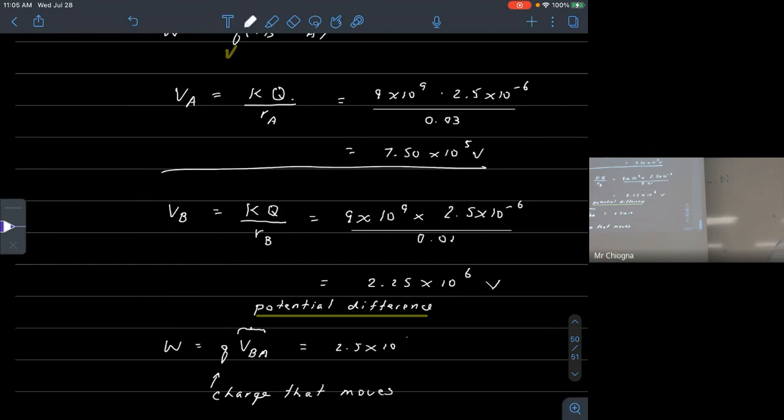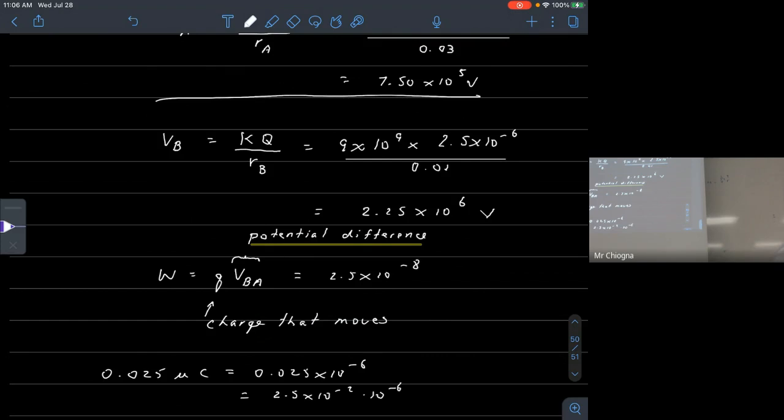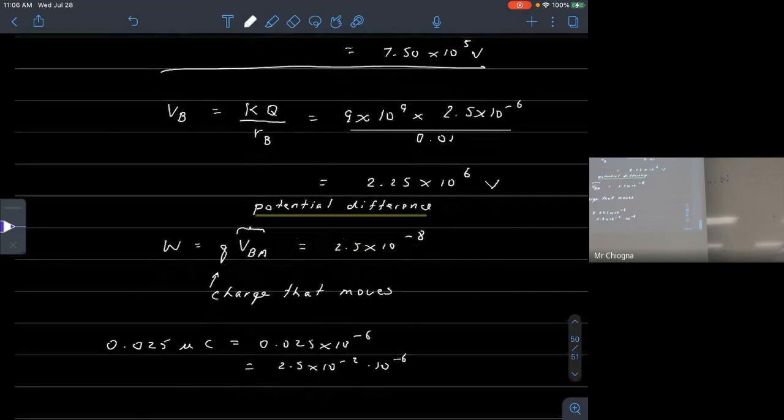2.5 times 10 to the negative 8. Okay, so just so you're clear, 0.025 microcoulombs is the same thing as 0.025 times 10 to the minus 6, which is the same thing as 2.5 times 10 to the minus 2 times 10 to the minus 6, which is where I got 10 to the minus 8.